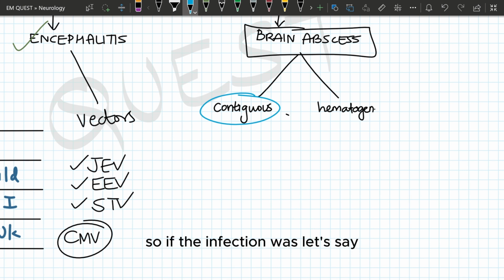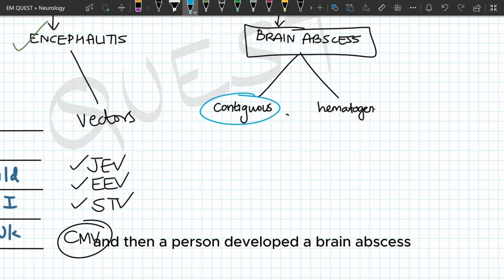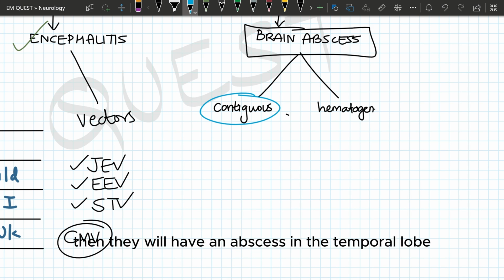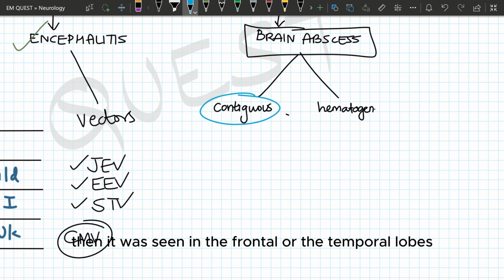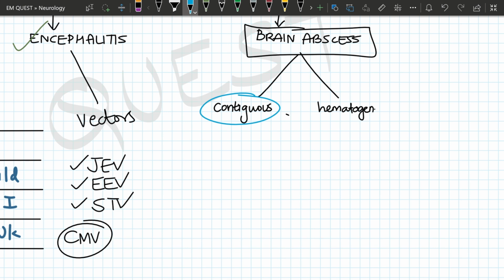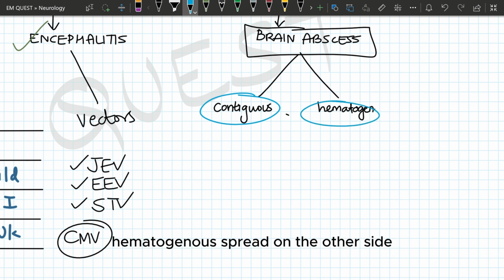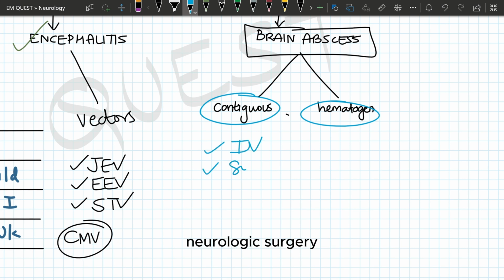So if the infection was, let's say, otitis media and a person developed a brain abscess secondary to that, then they will have an abscess in the temporal lobe or in the cerebellum, and if it arose from sinusitis, then it will be seen in the frontal or the temporal lobes. Hematogenous spread on the other side normally causes multiple brain abscesses. The risk factors for brain abscess are normally IV drug use, neurologic surgery, and cranial trauma.